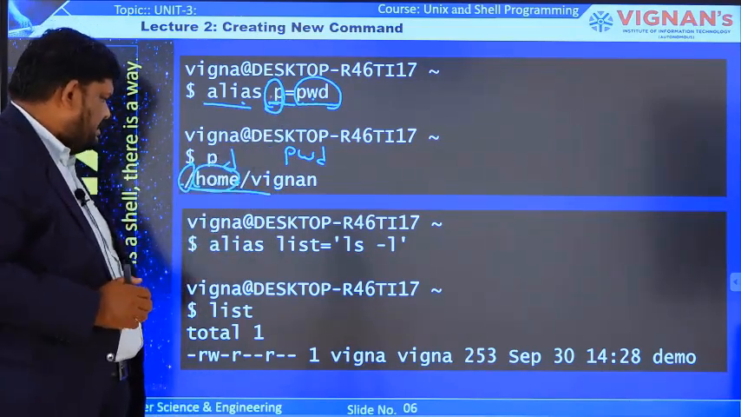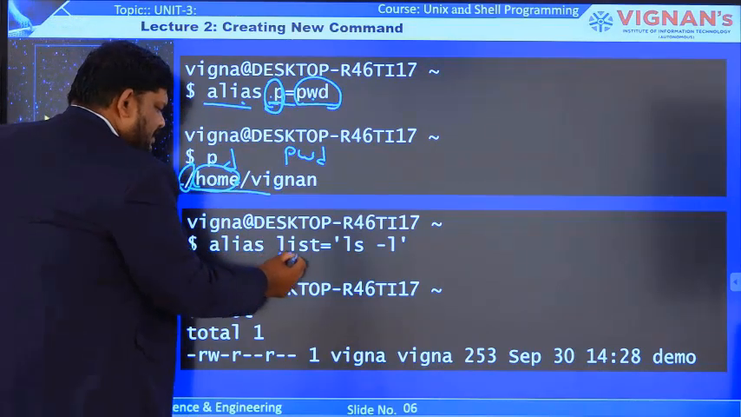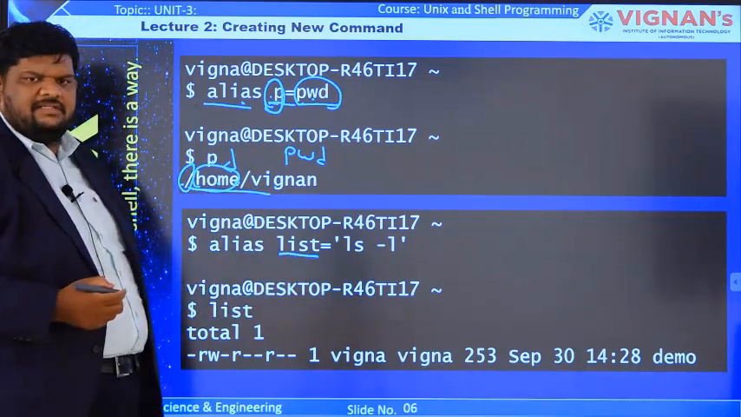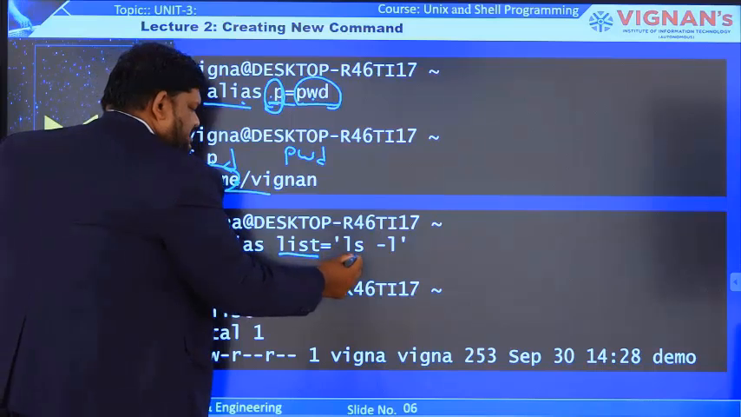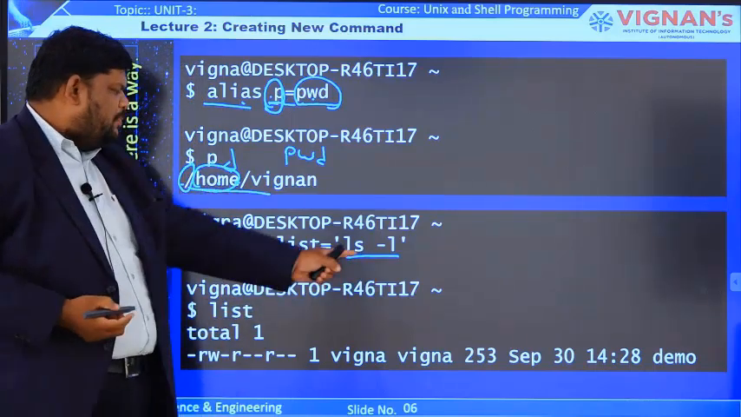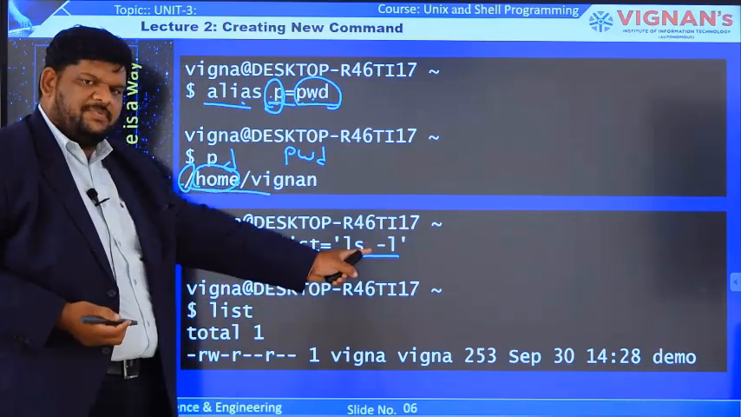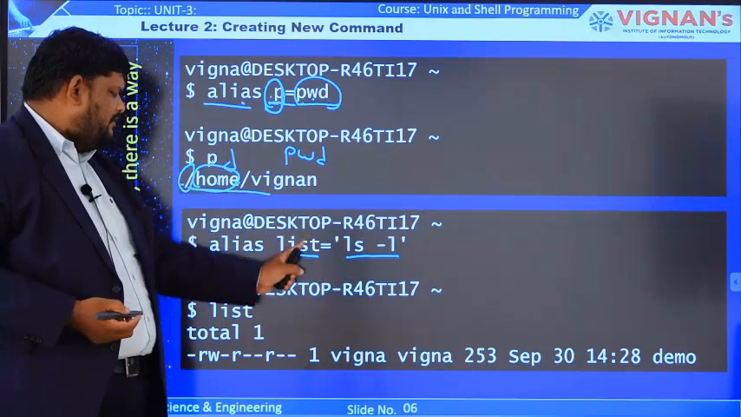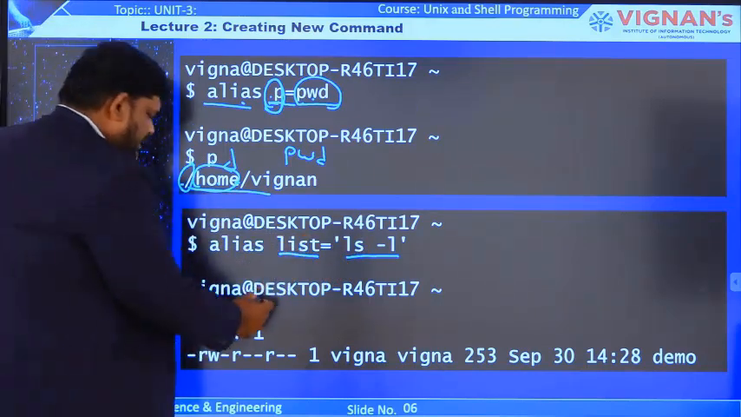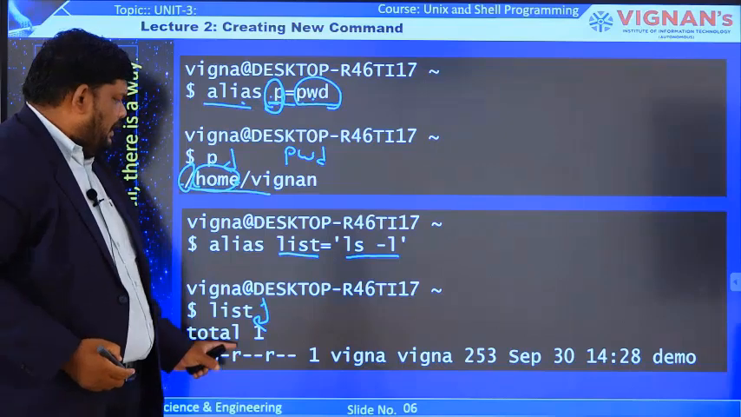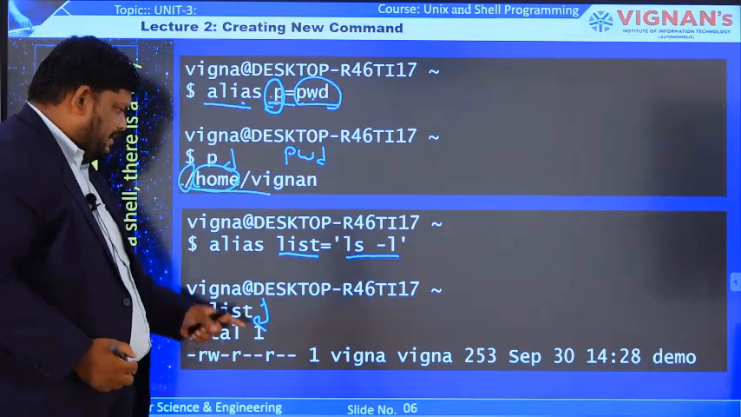Let us consider this example. Now here I have given list, list is equal to ls space option l. What output we get from ls -l, we get the same output from list. Now list, enter, and it will give the output: a long listing of the existing files.